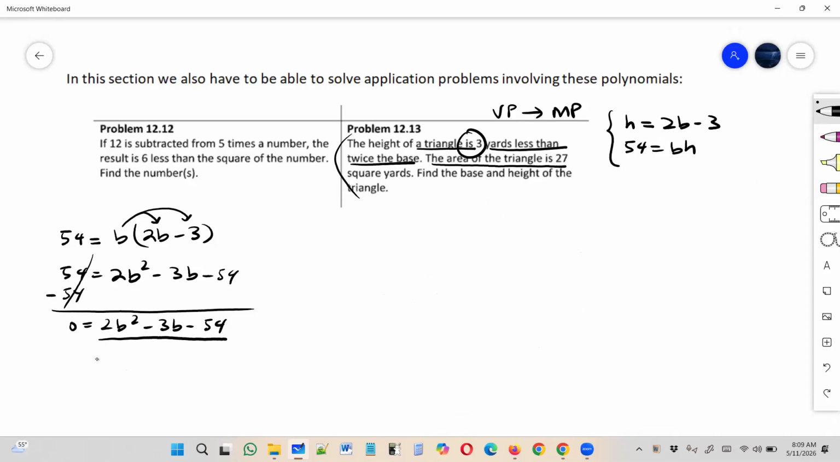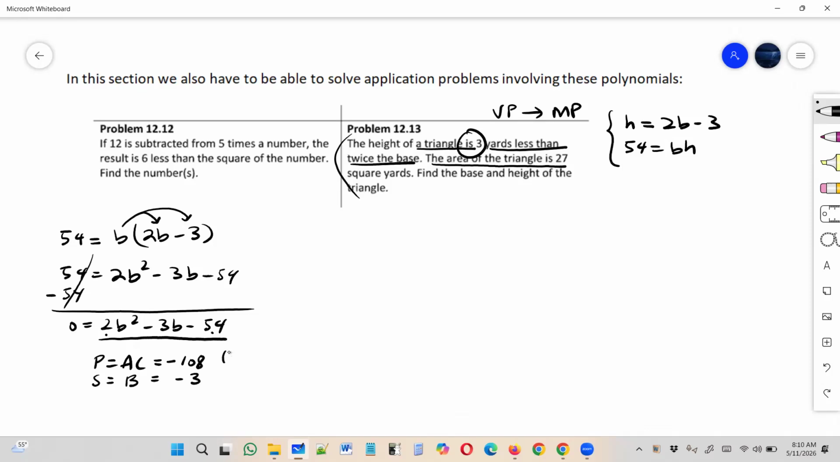And I'm going to solve it by the AC method again. So product A times C, which is 2 times negative 54, which is what? Negative 108, which is like a big number, but maybe we can do it. And this is B, which is negative 3. All right. So now I have to find the pair that works.